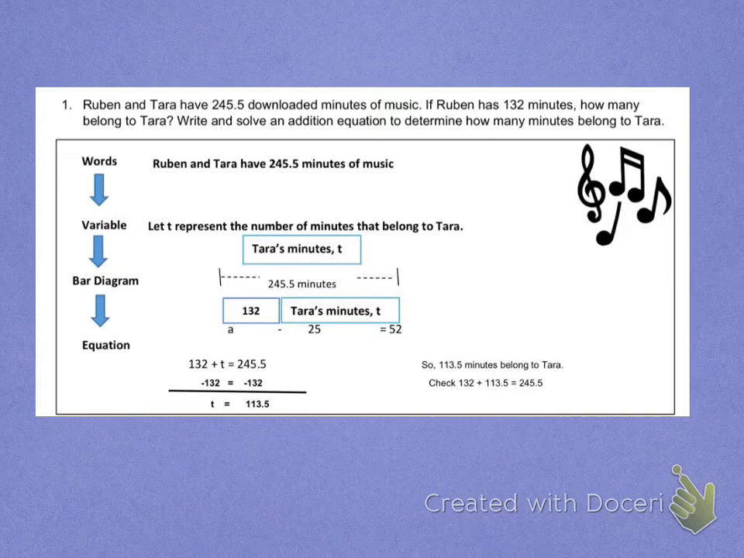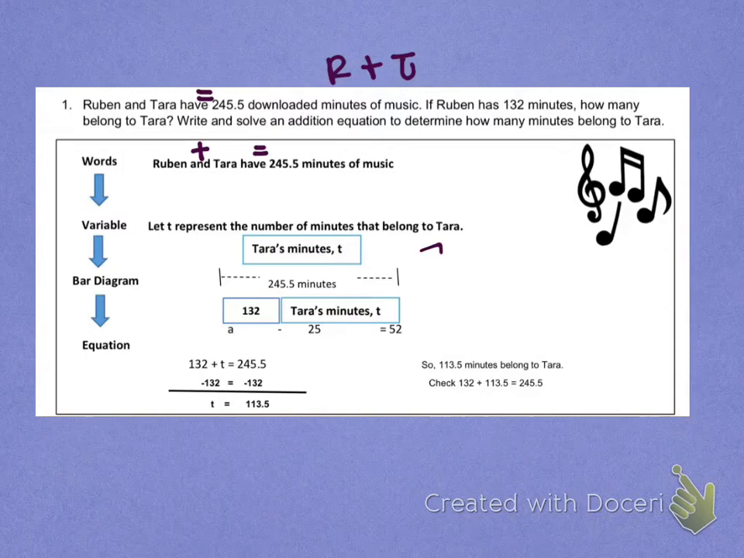So number 1 says that Ruben and Tara have 245.5 downloaded minutes of music. If Ruben has 132 minutes, how many belong to Tara? Write and solve an addition equation to determine how many minutes belong to Tara. So Ruben and Tara have music, right? Remember, and means addition, and both of theirs totals 245.5. So they both have a total of 245.5 minutes of music. So those are the words that are happening right now.